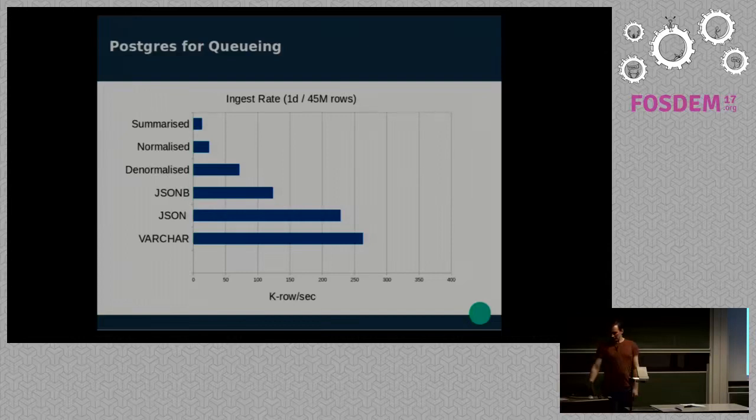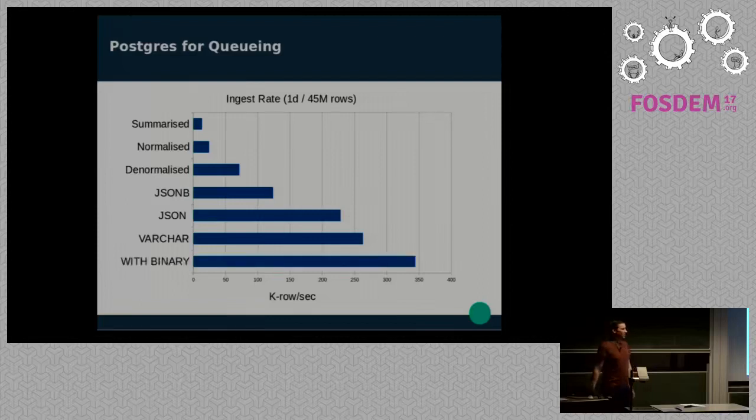Anyone have any idea of what I'm going to put there next? Copy? Anything to do with copy? So if you go to the darkest depths of Postgres and use binary copy, then you can eke even more performance out. Nearly up to 350,000 of these a second.